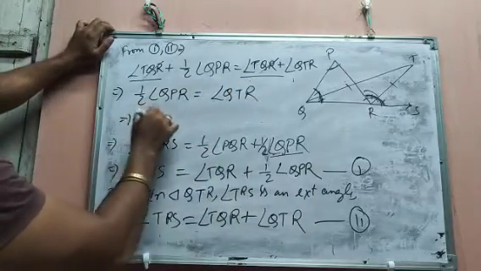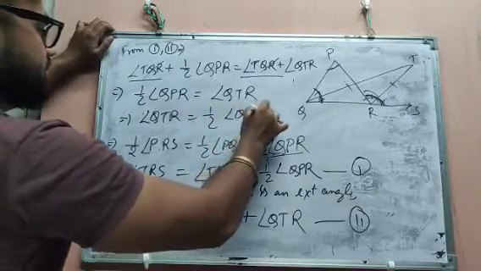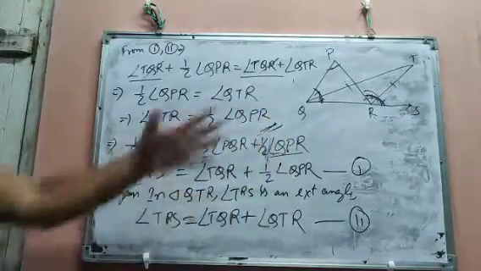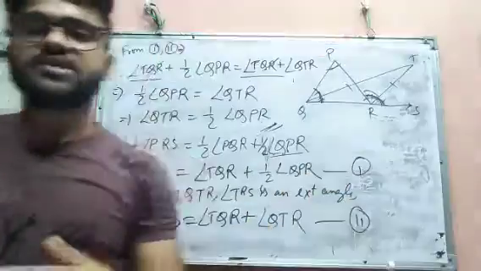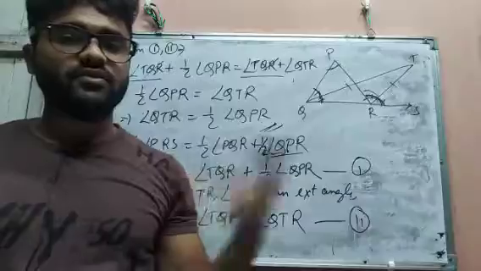Or you can simply write angle QTR equal to half of angle QPR, which we are asked to prove. So this is the proof of the question number 6. Okay. So this exercise is finished with this question.